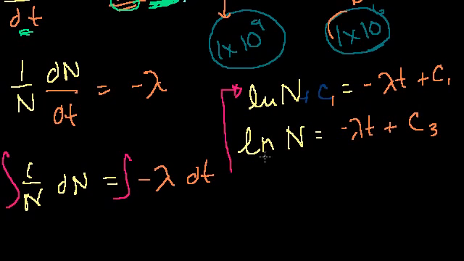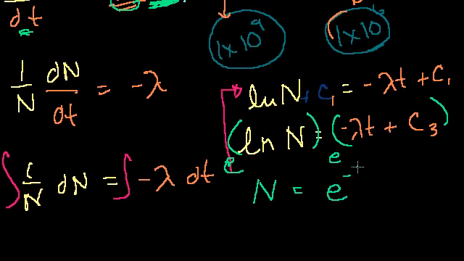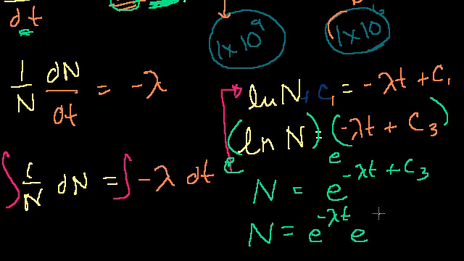And now if we want to make this a function of n in terms of t, let's take e to the power of both sides of this. You can view that as kind of the inverse natural log. ln of n is just saying what power do you raise e to get to n? So if you raise e to that power, you get n. I'm raising e to both sides of this equation. So e to the ln of n is just n, and that is equal to e to the minus lambda t plus c3. And now this can be rewritten as n is equal to e to the minus lambda t times e to the c3.